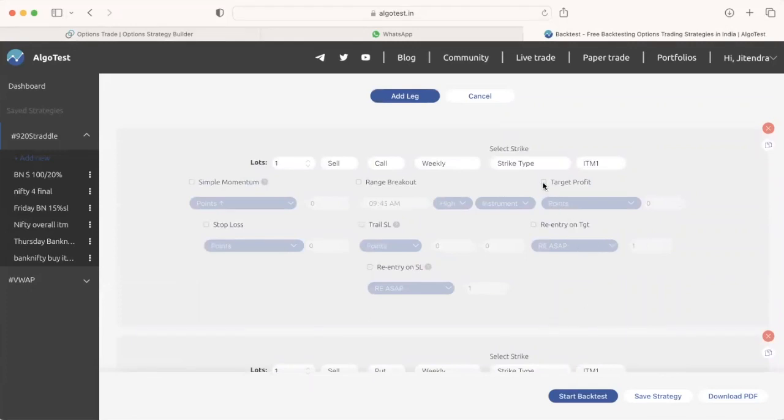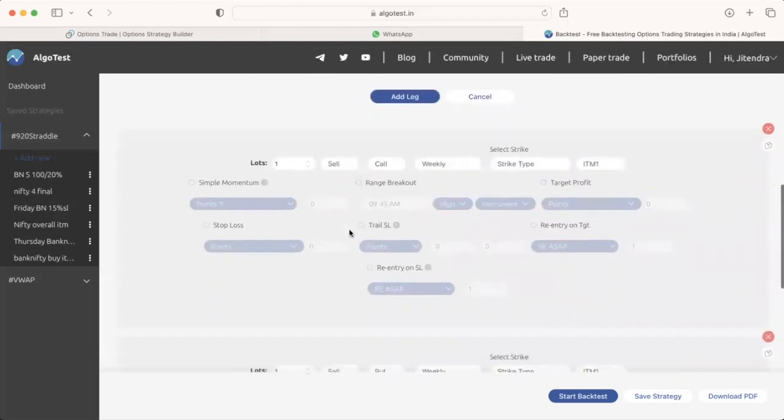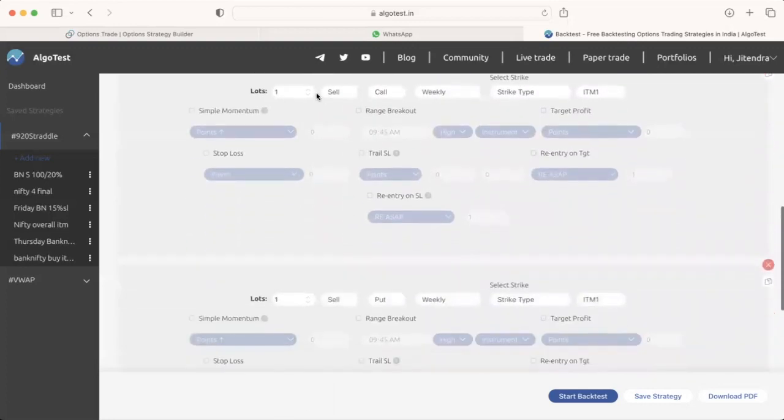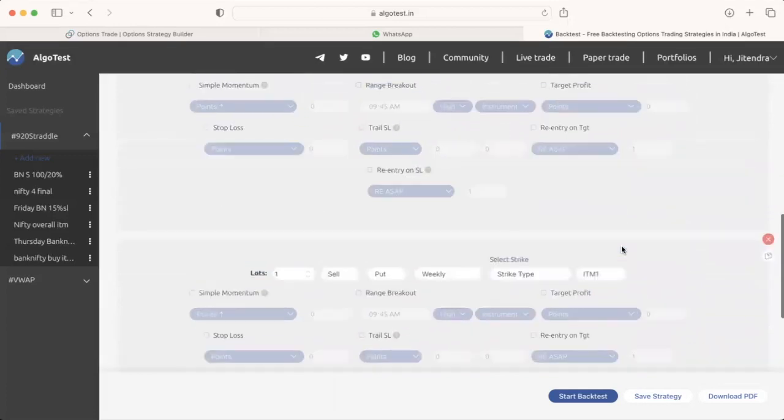After that, we can have a target price, and we can have a re-entry. We can have our stop loss, trail our stop loss, and re-enter. So all those things we can do. Okay. But currently my focus is on Nifty. So what are we doing? We are selling a call option in the money, and we are selling a put option in the money.